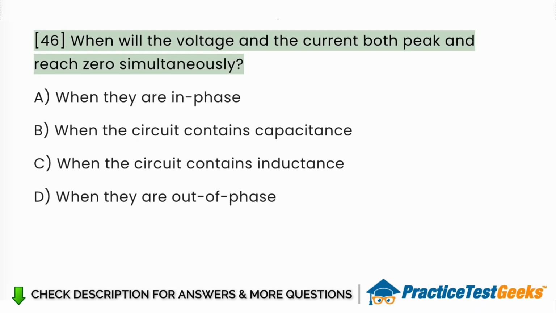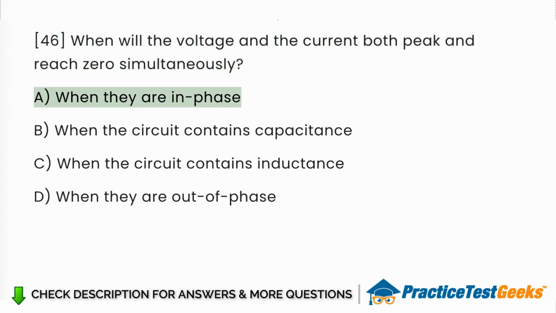When will the voltage and the current both peak and reach zero simultaneously? A. When they are in phase. B. When the circuit contains capacitance. C. When the circuit contains inductance. D. When they are out of phase.